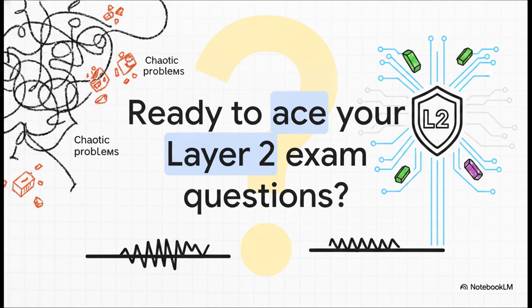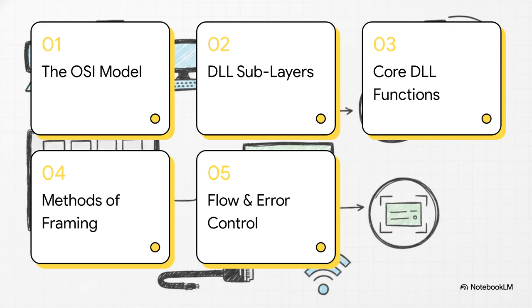I really want you to frame networking not as some dense, boring textbook chapter, but rather as a series of chaotic, messy problems that Layer 2 heroically steps in to solve. I mean, sending raw digital information across a wire is incredibly messy, and without the data link layer, it would literally be absolute pandemonium. Here is our game plan for today. We're covering context with the OSI model, the 2 DLL sublayers, the 4 core DLL functions, methods of framing, and finally, flow and error control.